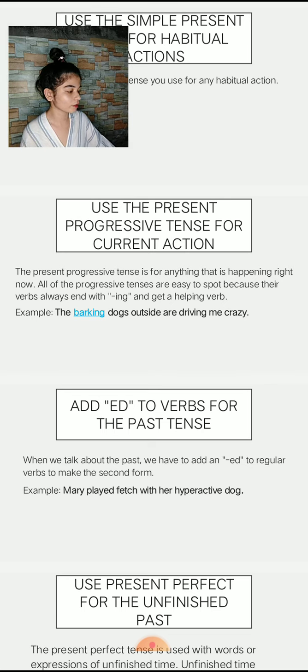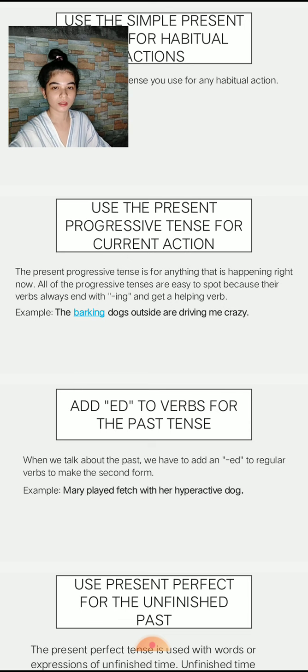So, here is the example. The barking dogs outside are driving me crazy. From the root word bark, gihimo na to siyang barking. So, di ba nagdungag tag ing to become progressive tense for the current action. So, burang gyapon ni siya og gerund if I'm not mistaken, kasi ang verb ginawa natin ay nilagyan natin ng ing yung last part.